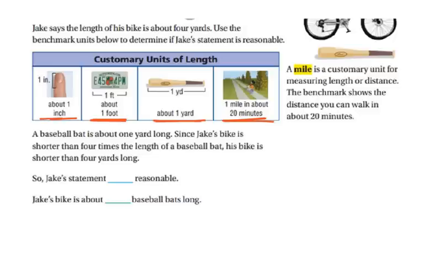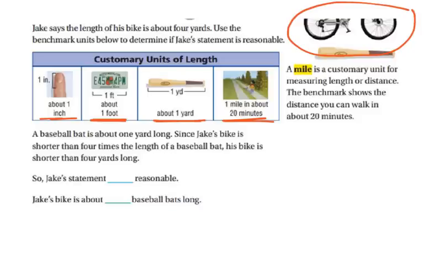Jake says the length of his bike is about 4 yards. We're going to think about, is this reasonable? Well, a yard is not the size of our backyard, but it's about the size of 1 baseball bat. And so we're thinking about his bike. Well, Jake's bike is most likely a little bit longer than a baseball bat. We can see in the part of the picture up top, it would be a little bit longer than a baseball bat, but it wouldn't be 4 of those.